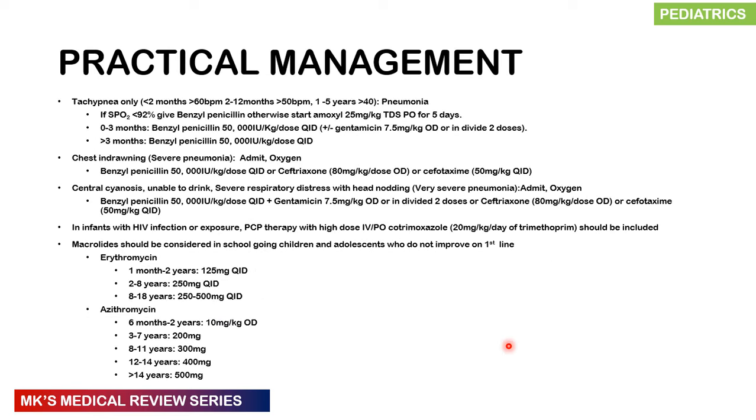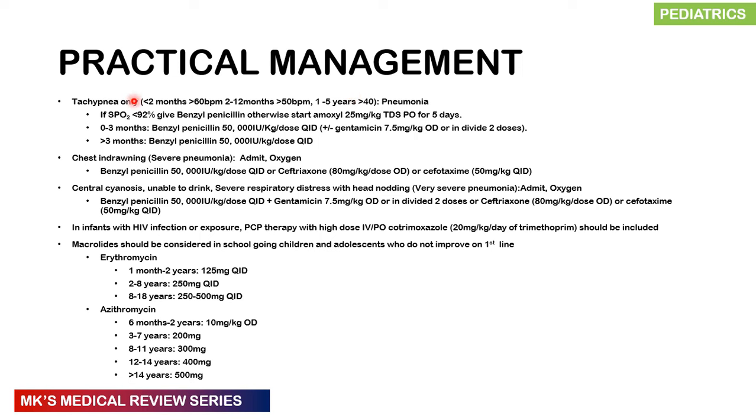So here's a practical guide. Remember, pneumonia is largely divided into those that just have a mild pneumonia, those that have a severe pneumonia, and those that have a very severe pneumonia. Remember, those that have a mild pneumonia just have tachypnea. If they're less than 2 months, the cutoff point is 60 breaths per minute. If they're 2 months to a year, the cutoff point is 50 breaths per minute. If they're 1 to 5 years, the cutoff point is 40 breaths per minute.